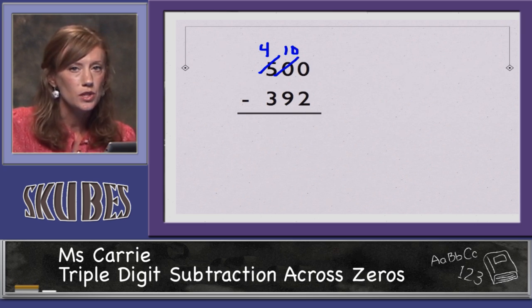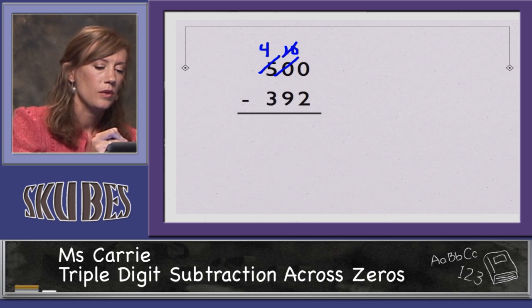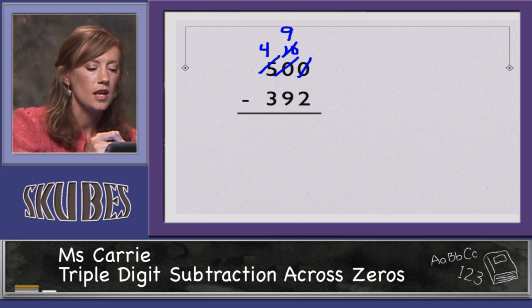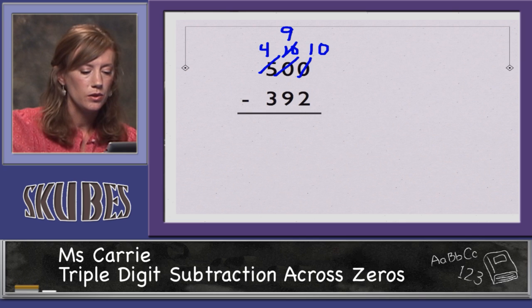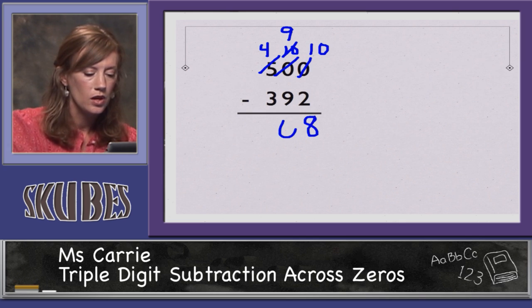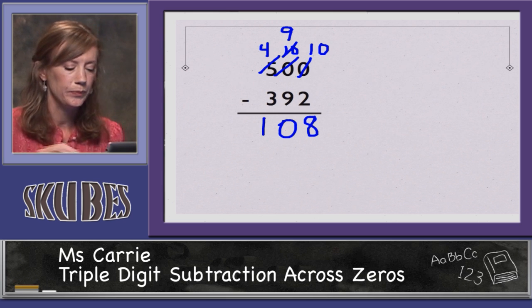Well, we still can't do 0 minus 2, so we need to borrow again. So I'm going to take our 10 and make it a 9 and add that 10 that we borrowed over here. 10 minus 2 is 8. 9 minus 9 is 0. And 4 minus 3 is 1. Our answer is 108. Let's look at another example.